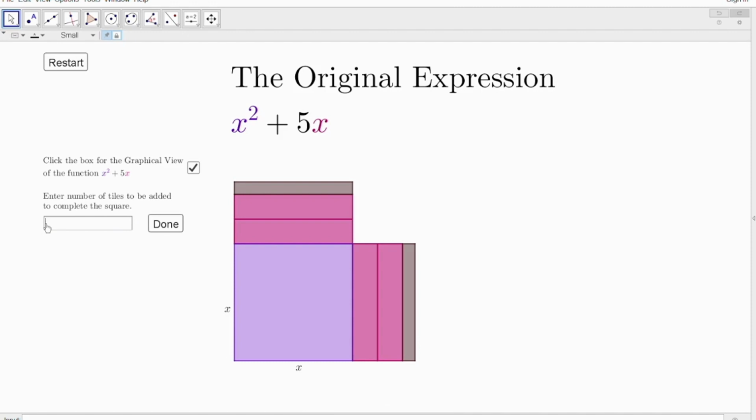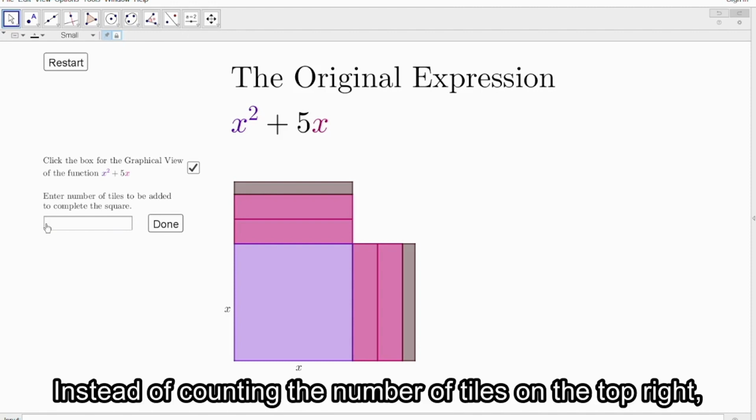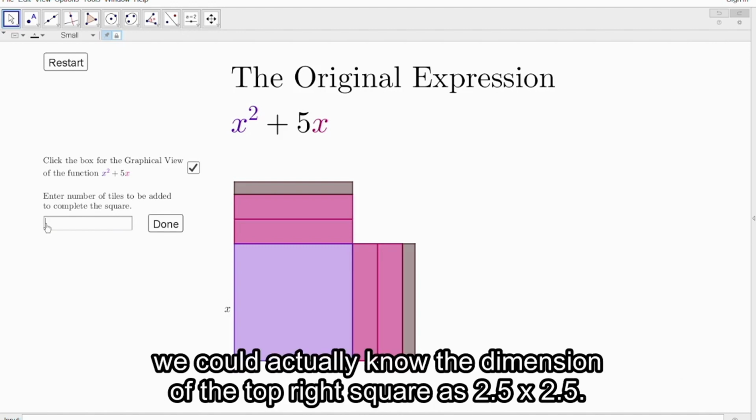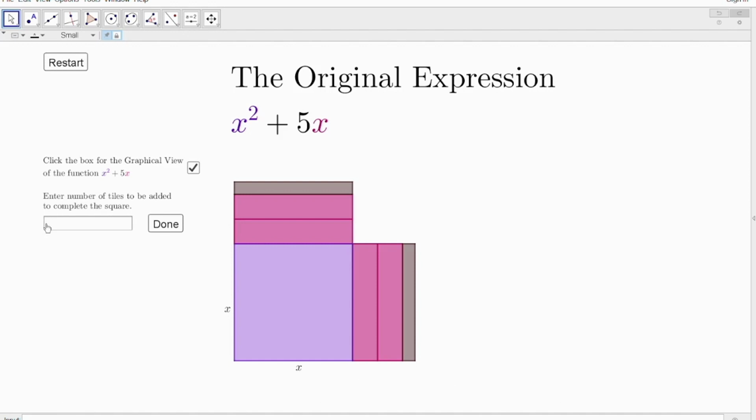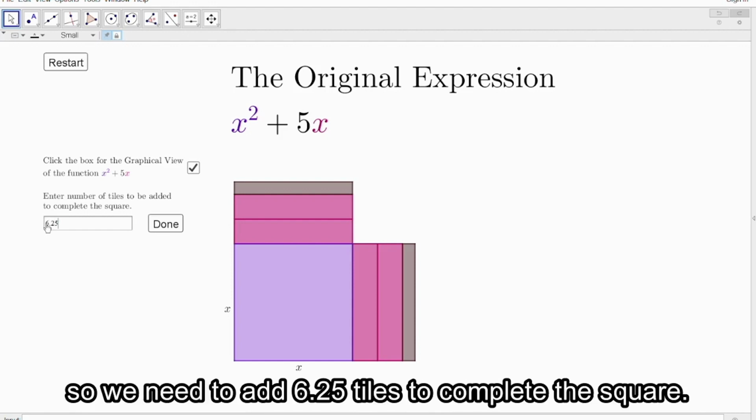Don't worry. Instead of counting the number of tiles on the top right, we could actually know the dimension of the top right square as 2.5 times 2.5. At this time, we could do some easy multiplication. 2.5 times 2.5 is 6.25. So we need to add 6.25 tiles to complete the square.